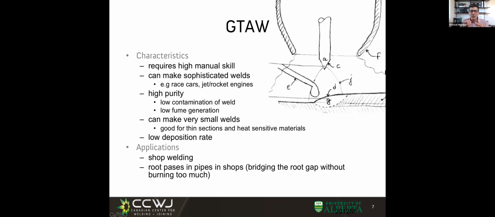In which we can bridge this gap without burning too much. But we are not likely going to see, seldom, TIG welding in the field. And the reason for that is the protection of the molten metal is a shielding gas. It's this argon flow, maybe helium. In a shop, we're fine, but if we are in the field, and if it is a draft, the draft of the wind in the field might blow away my shielding gas, and all of a sudden, the molten metal would be exposed to oxygen and nitrogen.